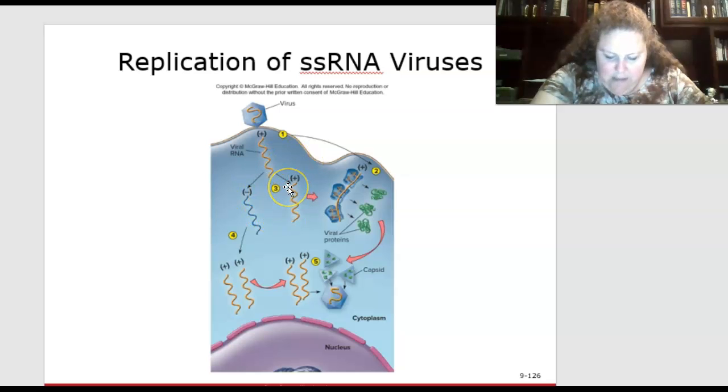And then in 3, a negative genome is synthesized against a positive template. And then down here in 4, the negative template is then used to synthesize a series of positive replicates to produce large numbers of positive genomes. And then down here in 5, the RNA strands and the proteins assemble into a massive number of viruses that are released when the cell lyses or explodes.